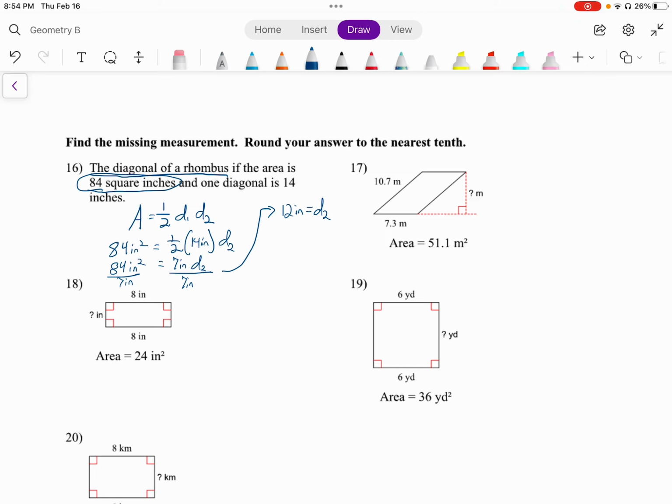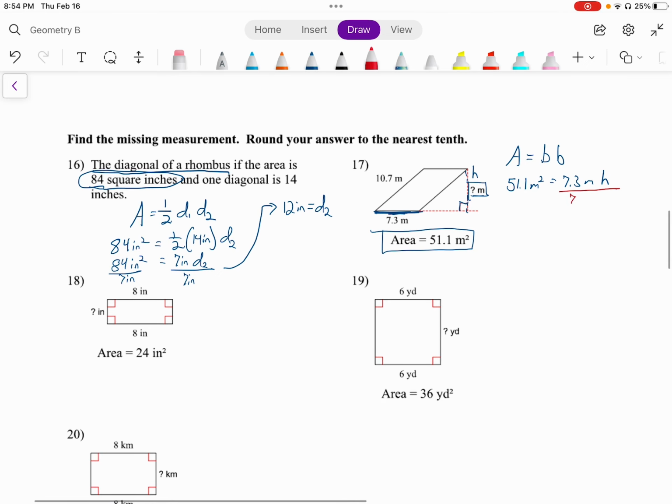In number 17, we have a parallelogram. We know the area of a parallelogram is base times height. We have a few measurements here, but we know the base is always perpendicular to the height. So the question mark here is our height. And so our area mentioned below is 51.1 meters squared. So we put that in for the area. The base is 7.3 meters, and we want to find the height. So we divide both sides by 7.3 meters.